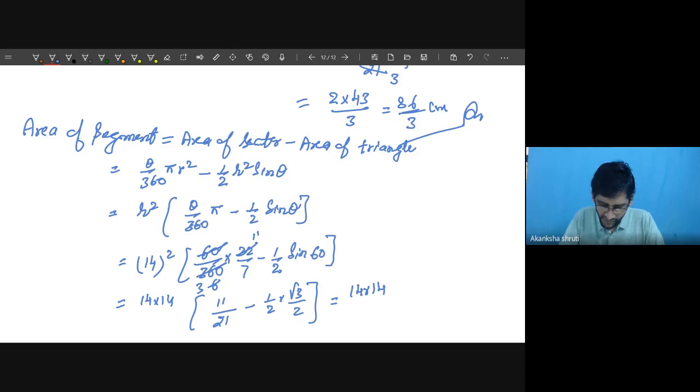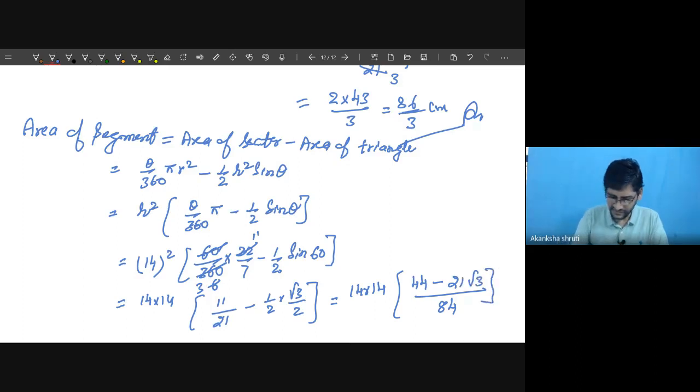Now take this, the LCM is now how much? 21 is there, and it is 2 to the 4 in the denominator, so 21 into 4 is 84. Therefore this 11 will also multiply by this 4, so 44 minus 21 root of 3, it is only this much.